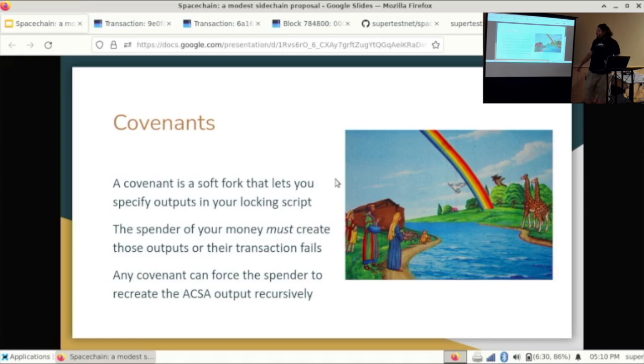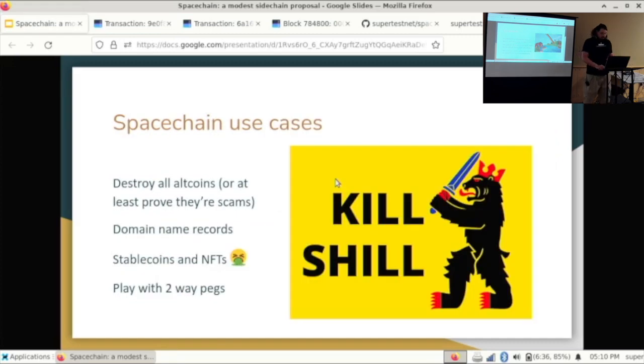So covenants let us avoid the problem where anyone can run off with the money. The spender of the money just has to put the money back into the same address and add the hash, and that's all it can do. So that's what covenants let us do, and we have them on SigNet, so that's where Fiat Jack made his space chain. So let's talk about use cases now.